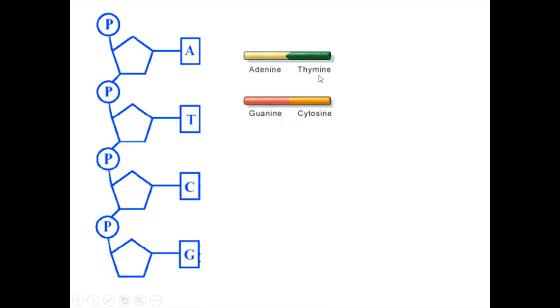Adenine always links to thymine, guanine always links to cytosine. When I was at school, I had to remember this the same way as you have to. A to T, C to G was the easiest way to remember it. So this adenine here would link to a thymine on this side. This thymine would link to an adenine. Cytosine to guanine, guanine to cytosine.